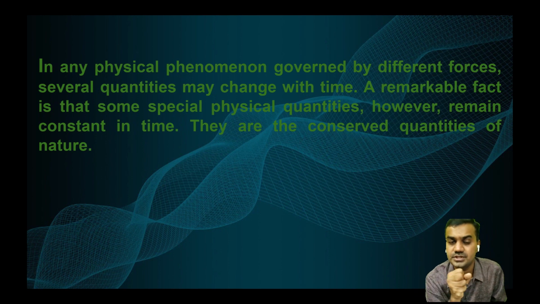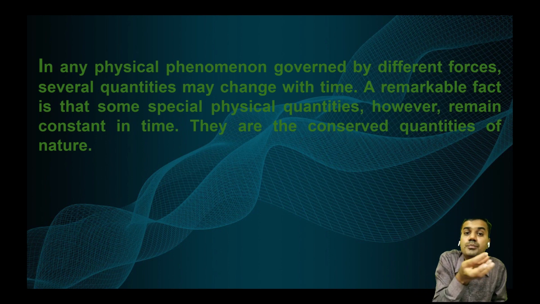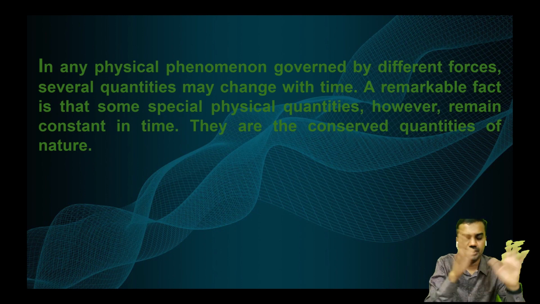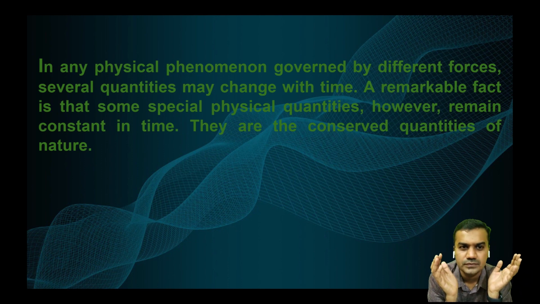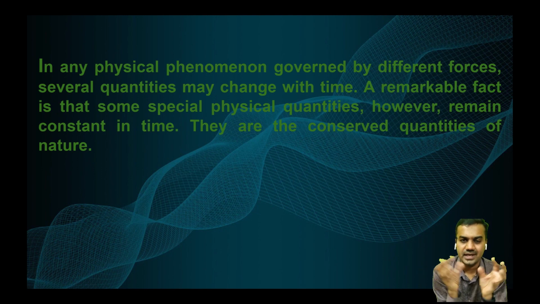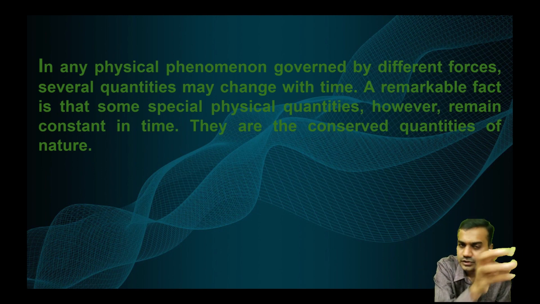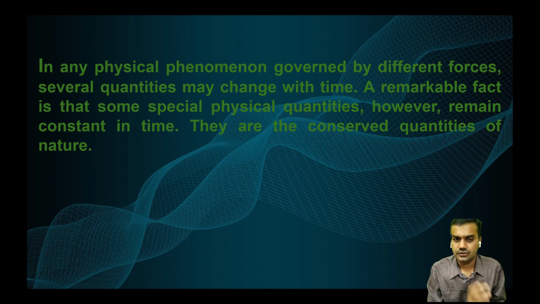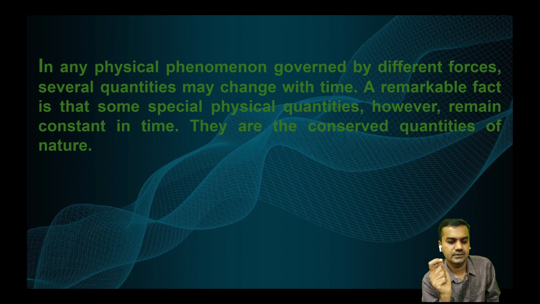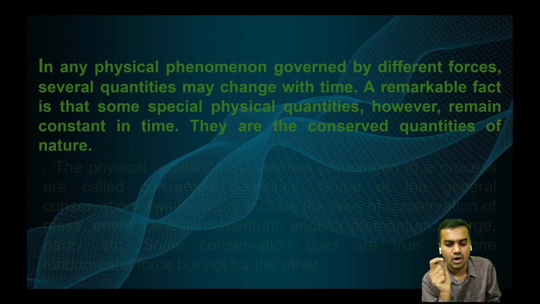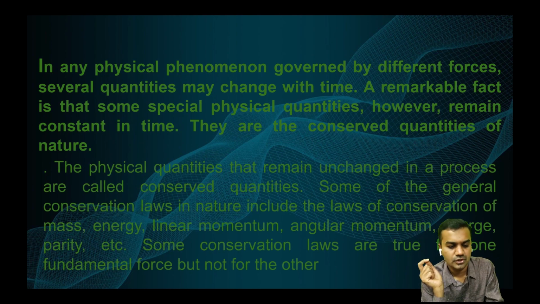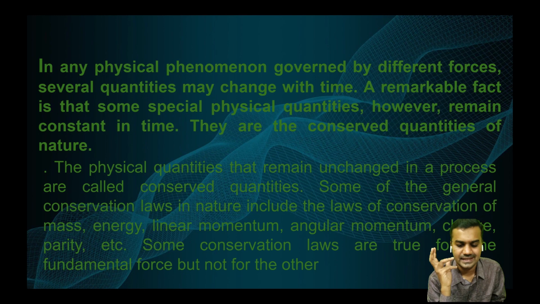The quantities which are constant in time are the most important ones. To understand a particular phenomenon or a particular section of a topic, if that quantity remains constant, then we frame our entire theory on that physical quantity. So those quantities are very important. We call them conserved quantities. The physical quantities which remain constant with time, which remain unchanged in a process, are called conserved quantities.